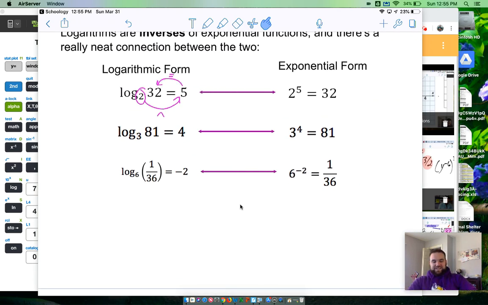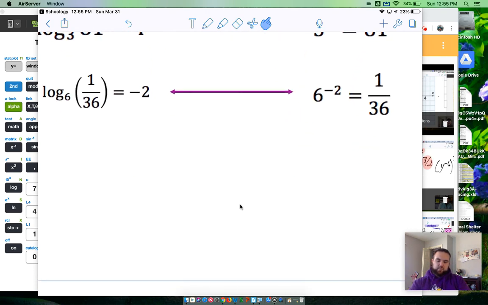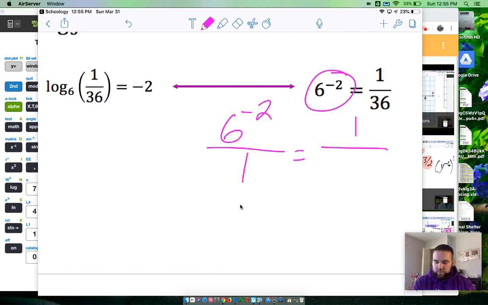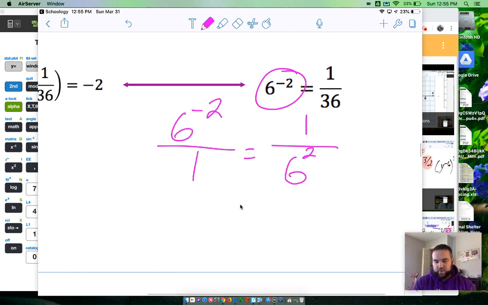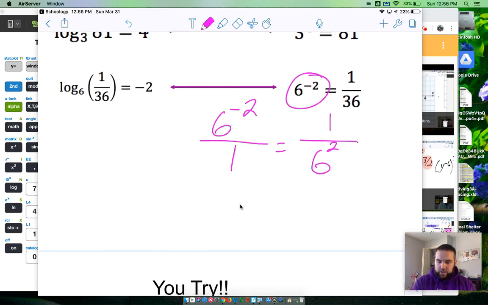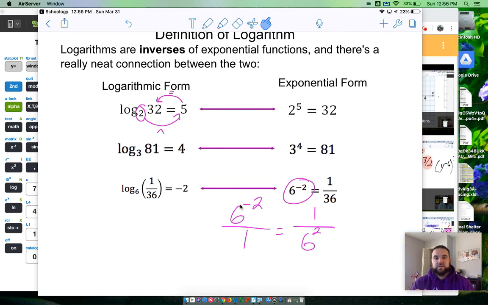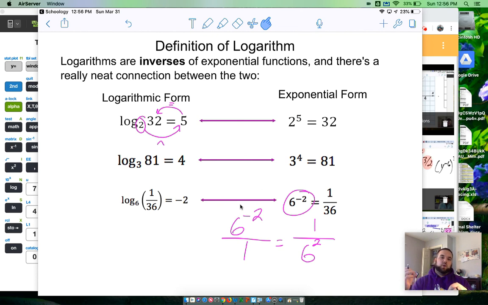And then finally, log base 6 of the fraction 1 over 36 is negative 2. And this is actually pretty important, because recall that negative exponents take numbers and move them to the bottom of a fraction. So if I had 6 to the negative 2 over 1, that would become 1 over 6 to the positive 2. And 6 squared is 36. So that's where we get those numbers from. Okay, this is key right here: the similarity in how a logarithm is read and what you are understanding when you're reading it and what you're trying to find.